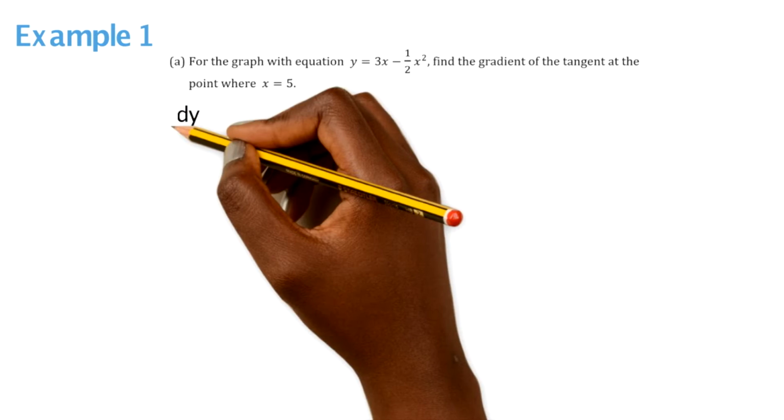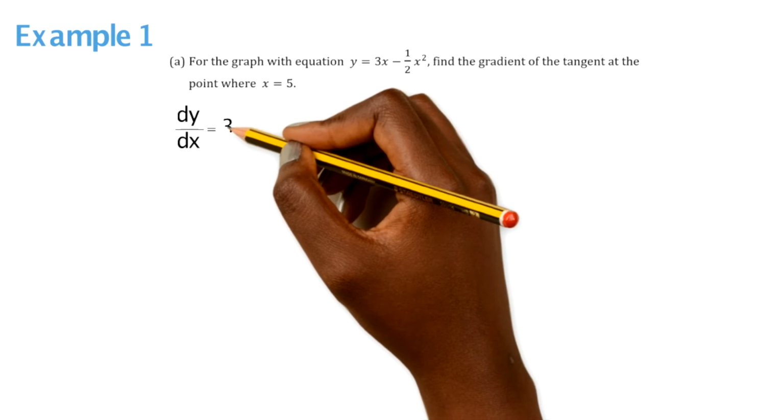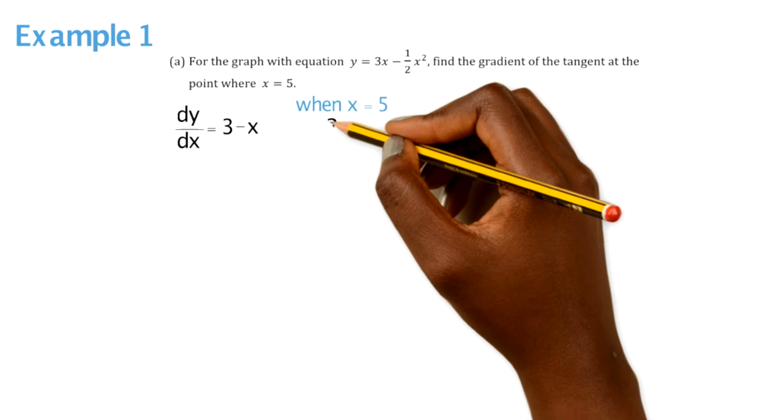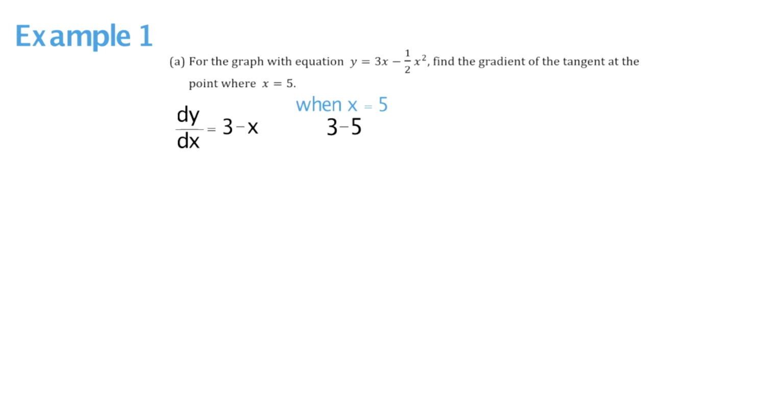So example 1. The exam question gives us an equation and wants us to work out the gradient of the tangent where x is equal to 5. The first thing we're going to do is work out the derivative, because remember we mentioned in the basic differentiation video that the derivative is equivalent to the gradient. If we differentiate that equation, we end up with 3 minus x. So when x is equal to 5, we substitute x is equal to 5 into this, because as I mentioned earlier, the gradient of a tangent is the same as the gradient of the curve. So 3 minus 5 leaves you with an answer of minus 2. And that's literally all you need to do.